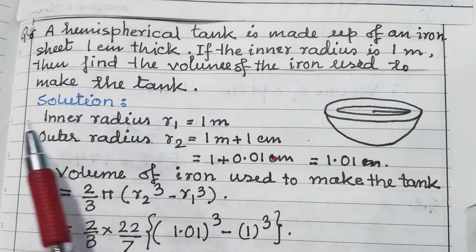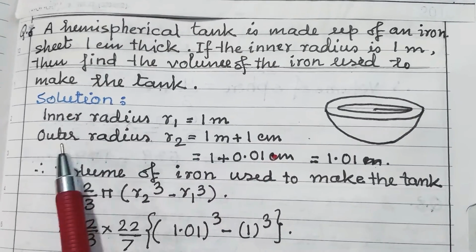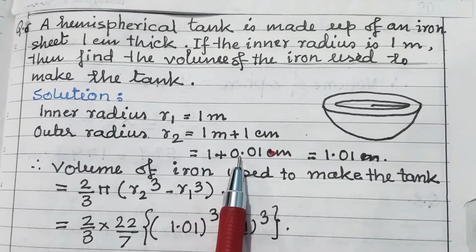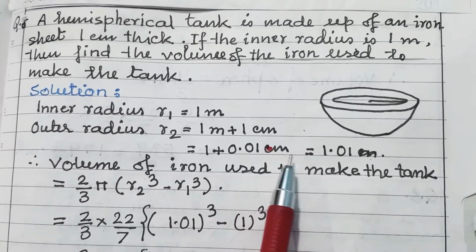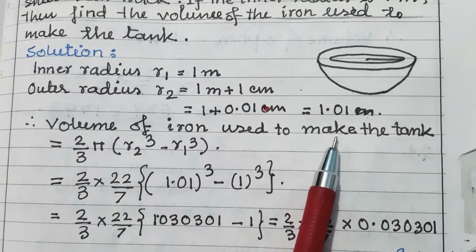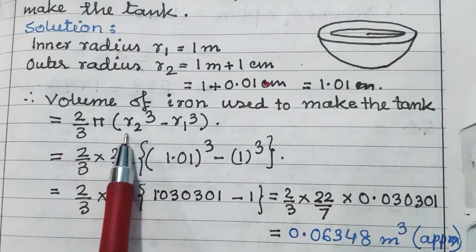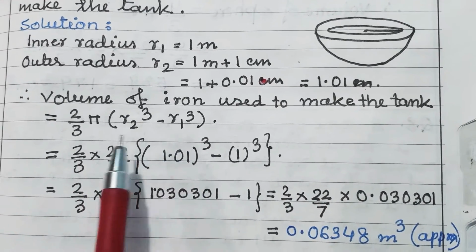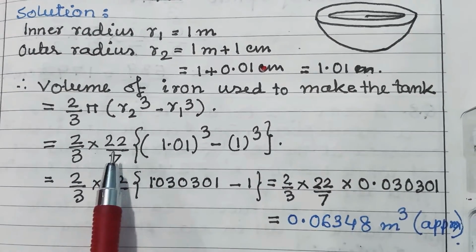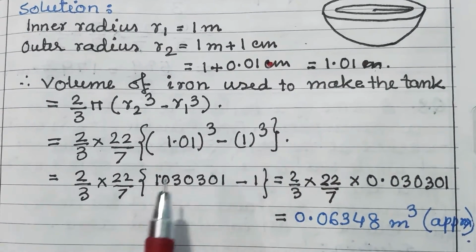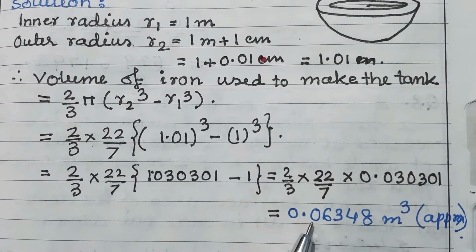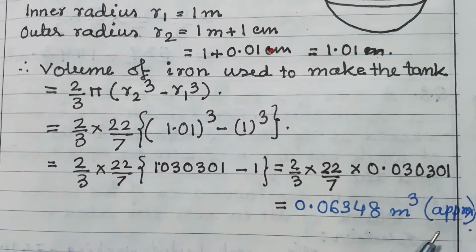Inside is the gap. Inner radius R1 is equal to 1 meter. Outer radius is R2, that is 1 meter plus 1 centimeter, that is 1 plus 0.01 meter, that is equal to 1.01 meter. So volume of iron used to make the tank is 2 upon 3 pi (R2 cube minus R1 cube). It is the formula. So now substitute the values of R2 and R1. By calculation it is coming as 0.06348 meter cube approximately.